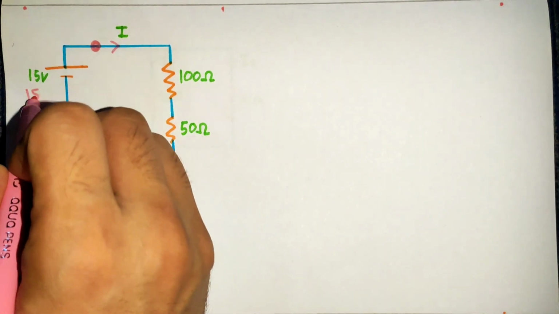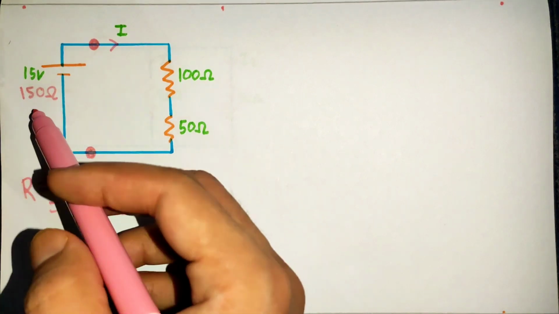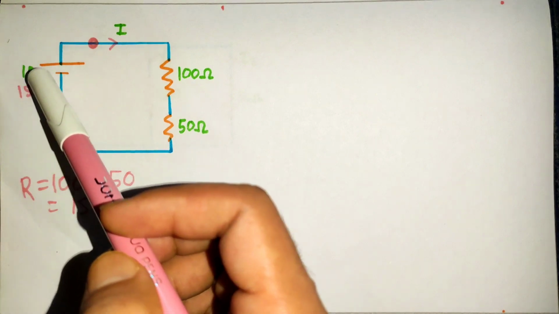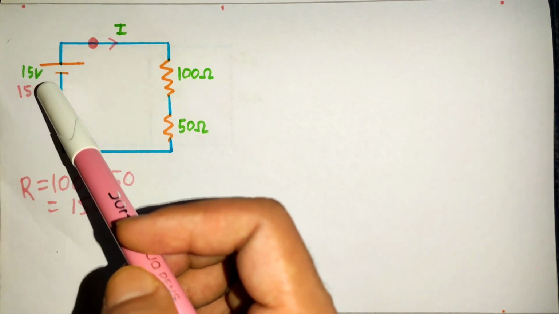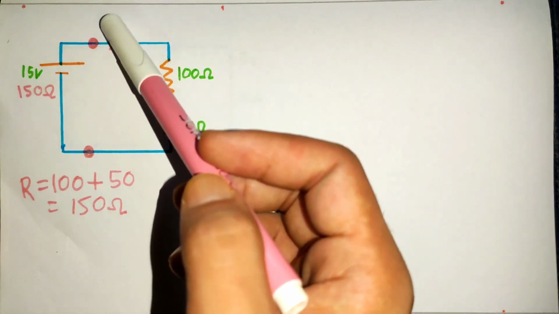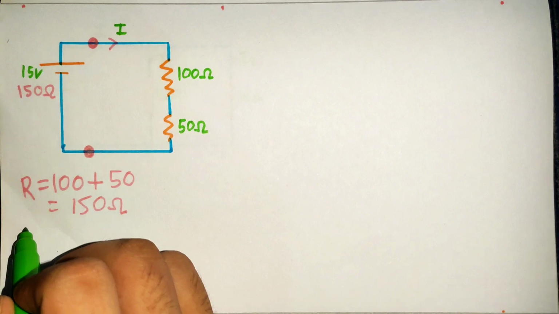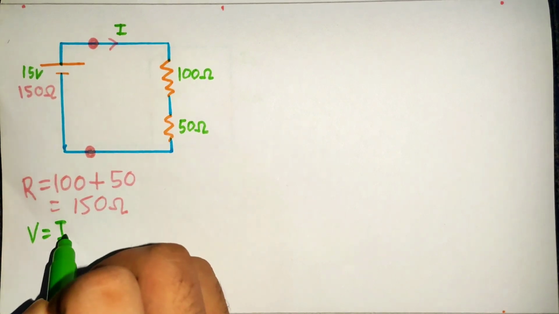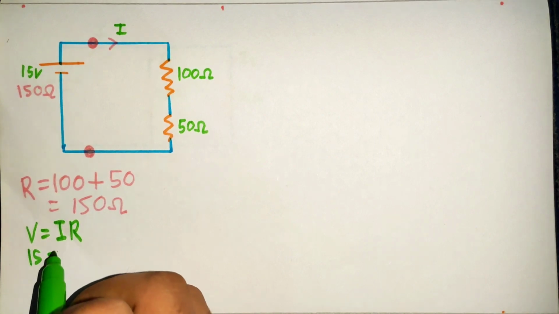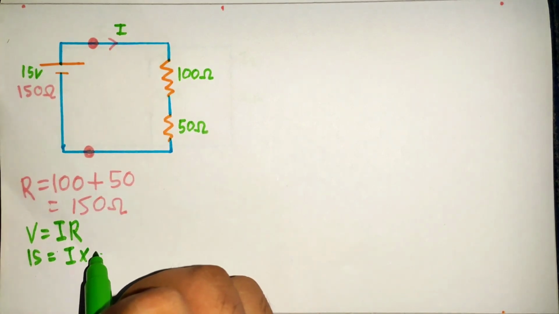We can write it here because it is the equivalent resistance of the whole circuit. Here we have voltage and equivalent resistance. Now, by using this value and Ohm's law, we can calculate the value of current. We know Ohm's law formula, V equal to IR, where the voltage is 15, current we don't know, and resistance is 150.